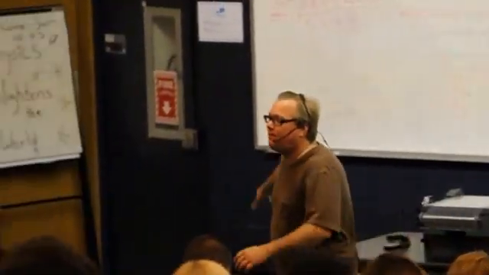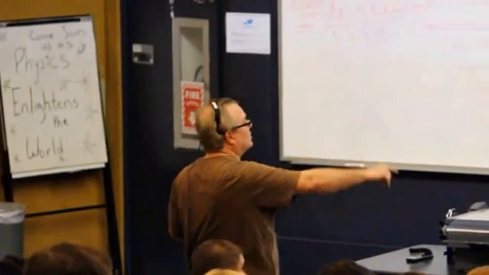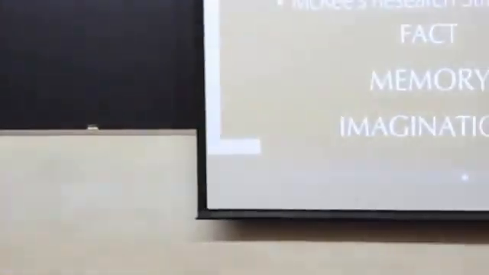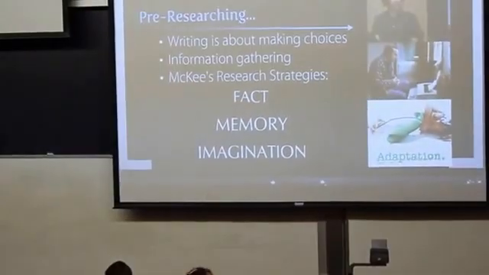Now, in order for me to pick and choose what's most important and least important, I have to know more than I am actually going to include in my story. Do you understand that? Thus, I need to research. McKee suggested there are 3 different modes to research. Writing is about making choices, and it's also about information gathering.